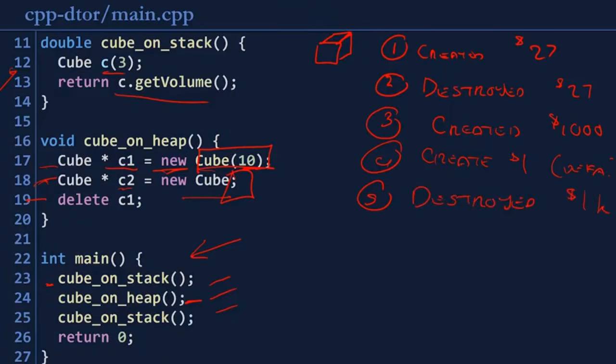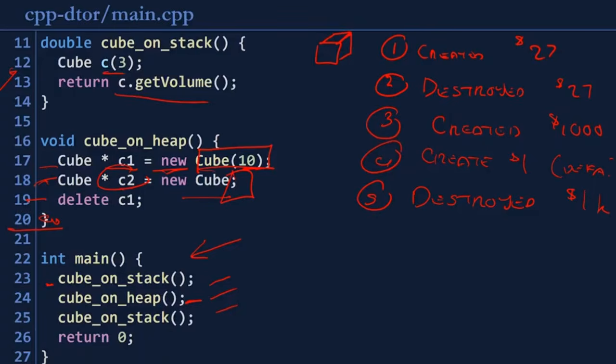Now we return from cube on heap. Because C2 is in heap memory, we don't destroy C2. C2 is still there. We haven't destroyed it. Because it's in heap memory, we control the life cycle of it. It doesn't get destroyed when the function returns.